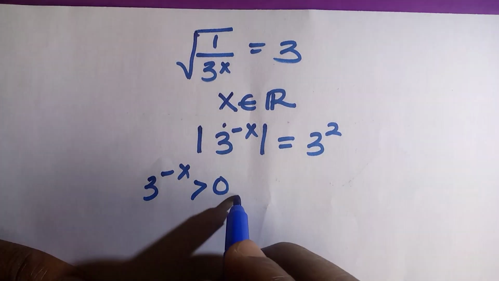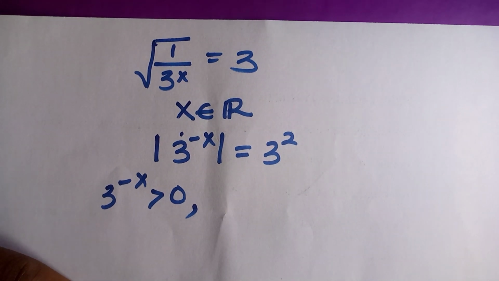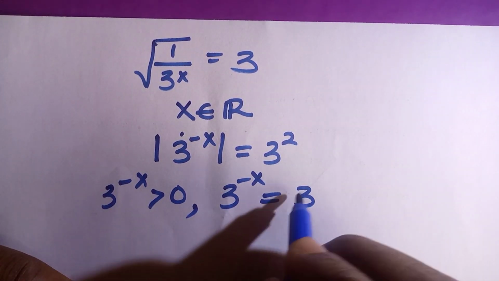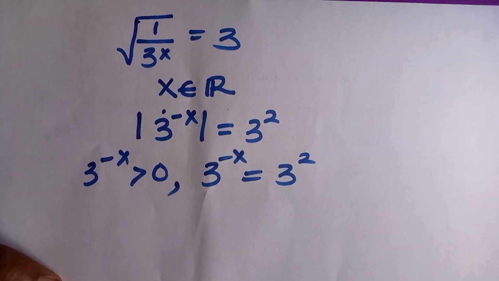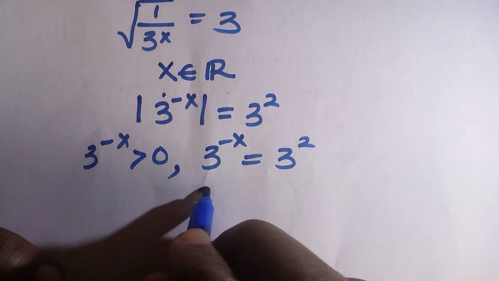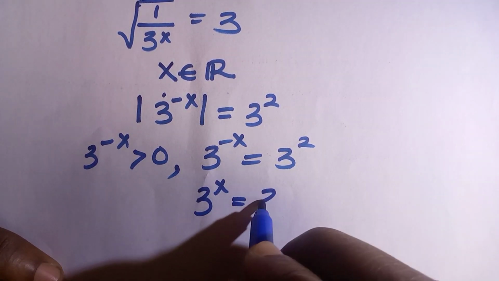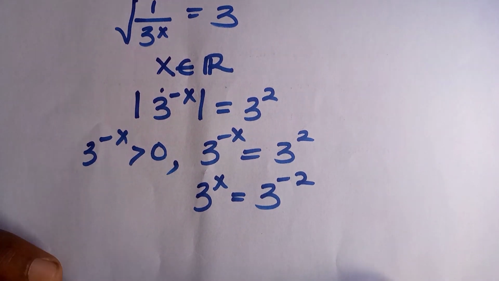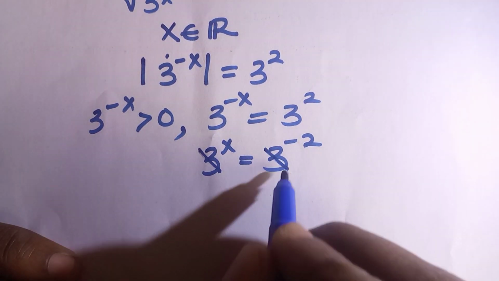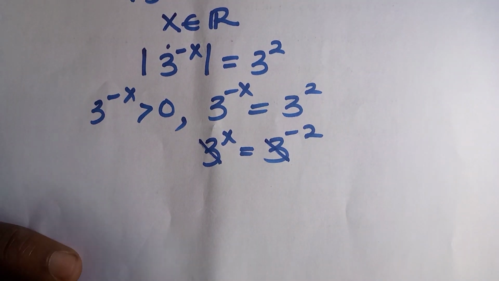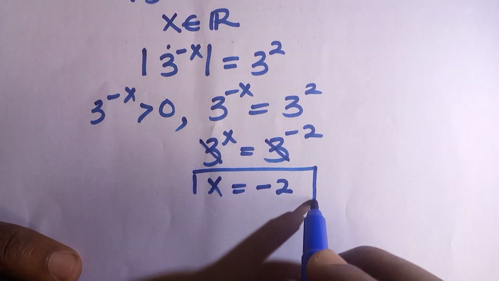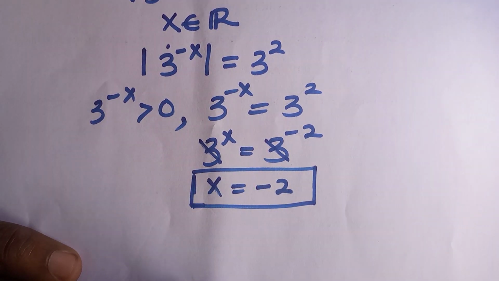And if it is greater than 0, we know that by turning this, we have 3 raised to the power of minus x equals 3 raised to the power of 2. And 3 raised to the power of minus x can also be written as 3 raised to the power of x, and replace this as 3 raised to the power of minus 2. Then by cancelling this 3 as the base, since they are equal, we have x equals negative 2. And here is the real root.